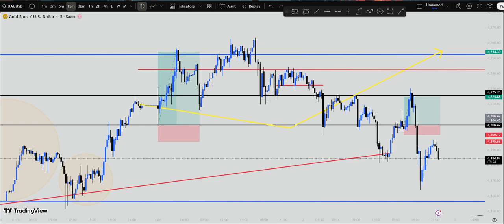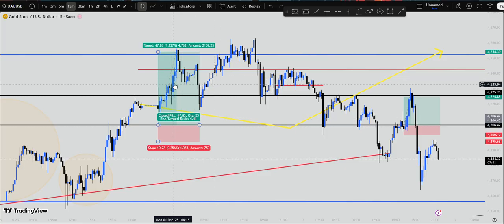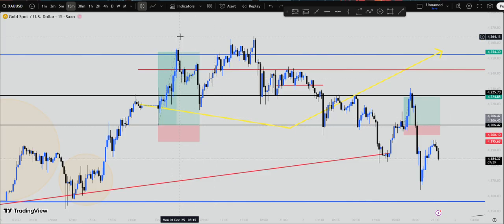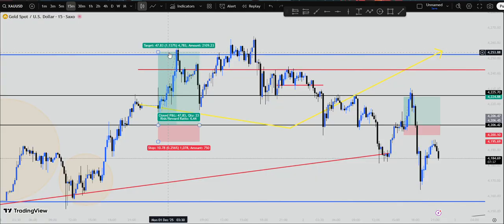Okay, hello. We're going to share this trade breakdown. There is this, and there is this. Like I told you, on Sunday, in my previous video, I shared this setup here, and it was massive.